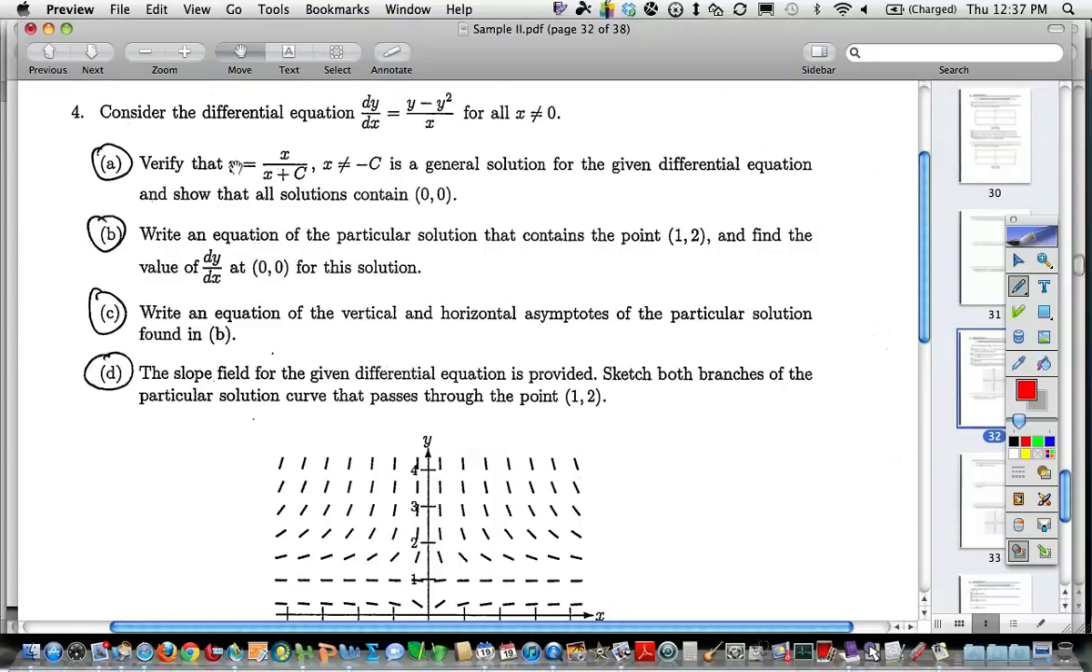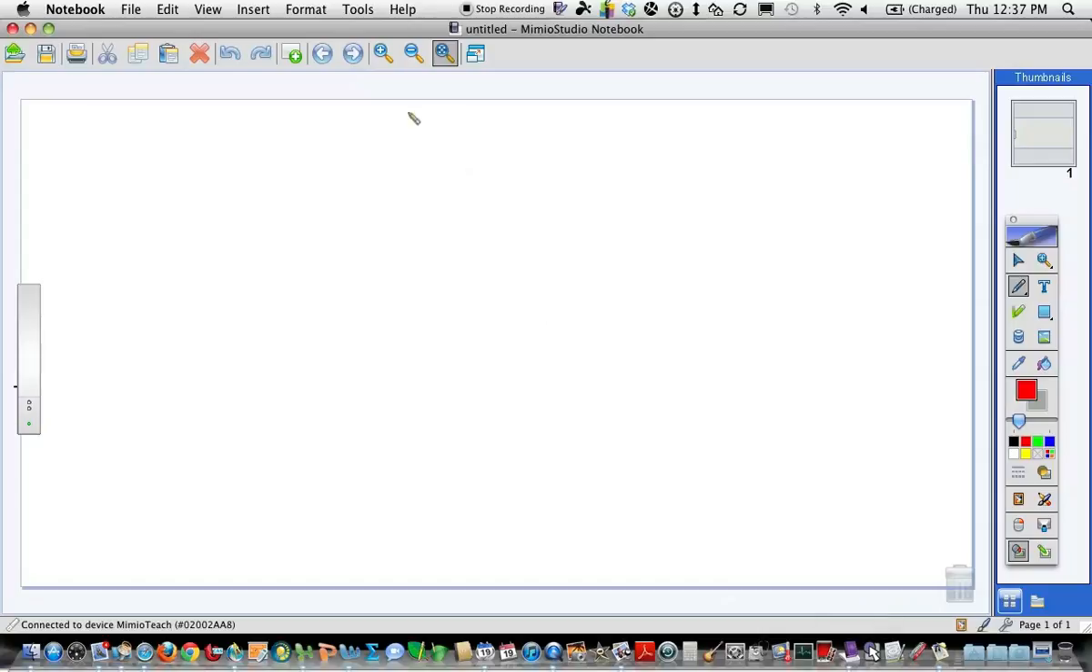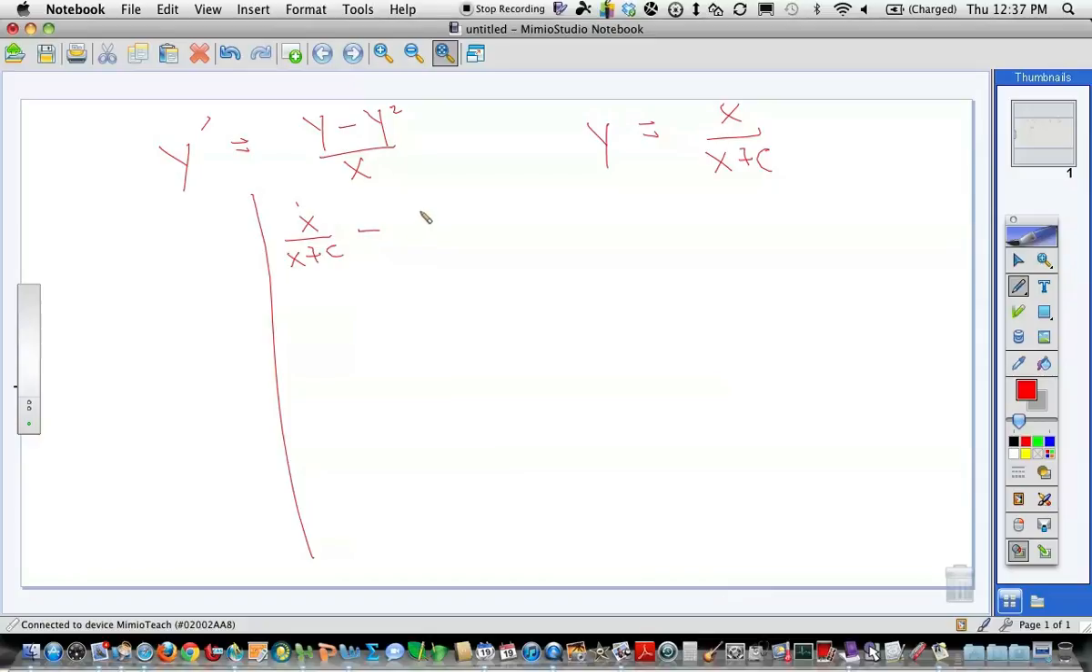Now, they want you to verify this. So, they tell you that your differential equation is y prime equals y minus y squared over x. Well, that's where we did this t-chart business. And they're telling you the solution they think is x over x plus c. So on this side, we need to just plug that in. So we get x over x plus c minus x over x plus c, quantity squared, and then all over x.